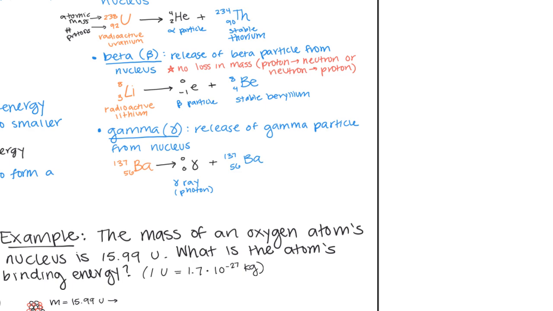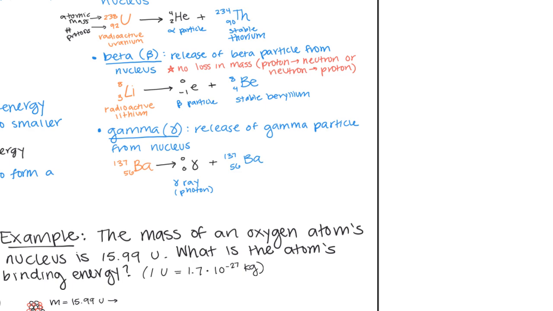Now, the last type of decay we could see is something called gamma decay, and that is the release of a gamma particle from the nucleus. Again, I'm not going to quiz you all on all the nuances with these different types of decay. But what I want you all to understand is that a gamma particle, and this is our symbol for gamma, which looks like an upside down alpha symbol, is simply a photon.